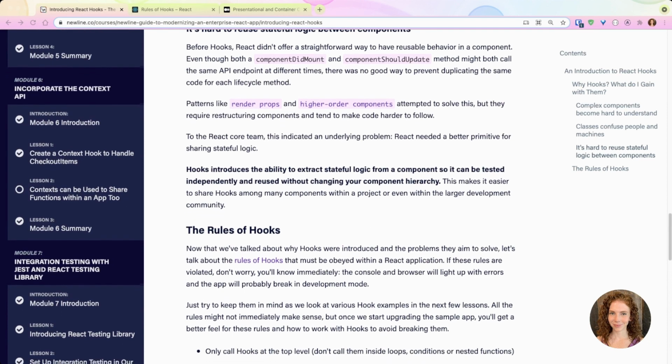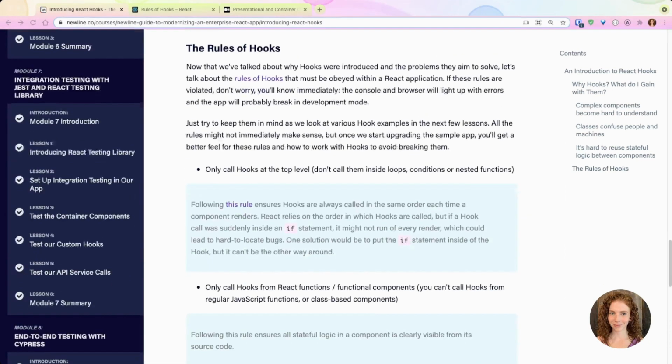So now that we've talked a little bit about why hooks, let's talk about some of the rules of hooks and the problems that they aim to solve. If these rules are violated, don't worry, you will know immediately. Your console and your browser will light up with errors and the app will probably break while you're doing local development when this happens. So just try to keep them in mind as we look at various hook examples in the next few lessons. All of these rules that I'm going to go over might not immediately make sense, but once we begin upgrading our own application, you'll get a better feel for these rules and how to work with hooks to avoid breaking them.